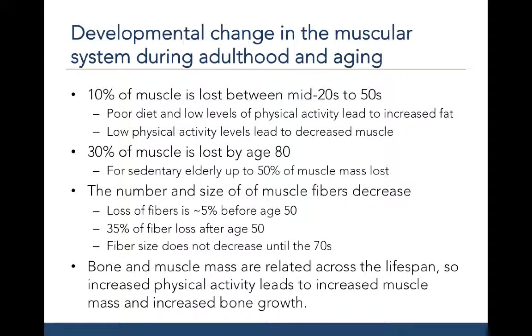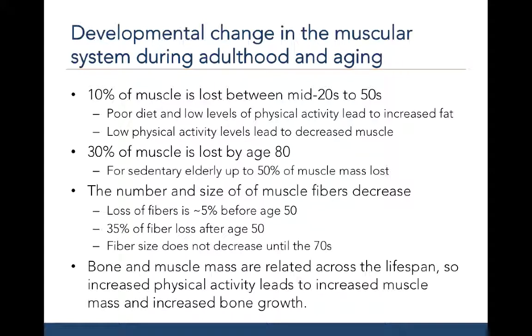The muscular system undergoes a considerable amount of change during adulthood and aging. About 10% of muscle is lost between the mid-20s and 50s. Poor diet and low levels of physical activity both increase the amount of fat mass. Low physical activity levels lead to a decrease in muscle mass. So overall, the body composition of the amount of fat mass and muscle mass changes considerably. About 30% of muscle mass is lost by the age of 80. Moreover, for sedentary elderly individuals, up to 50% of muscle mass is lost by this age.